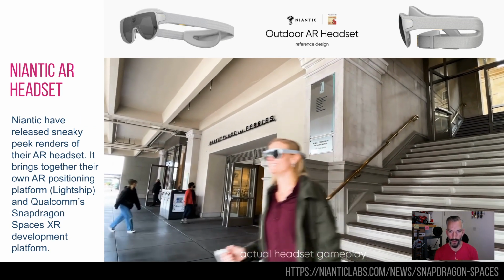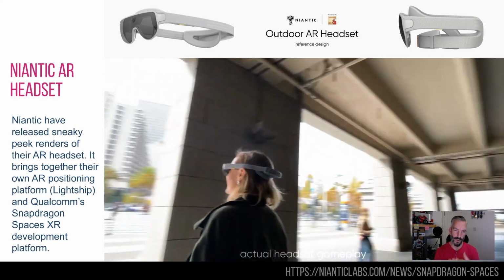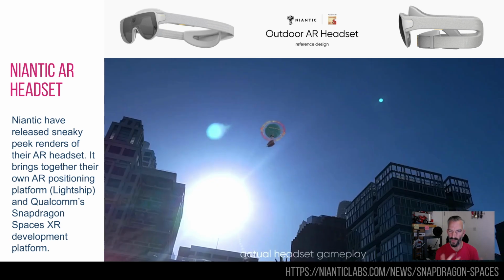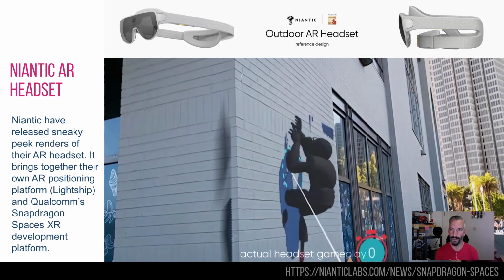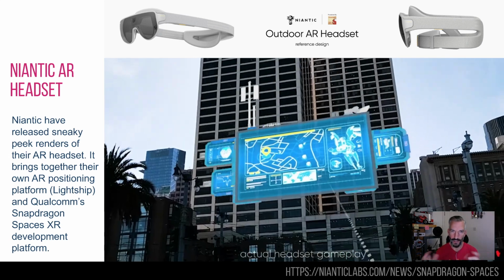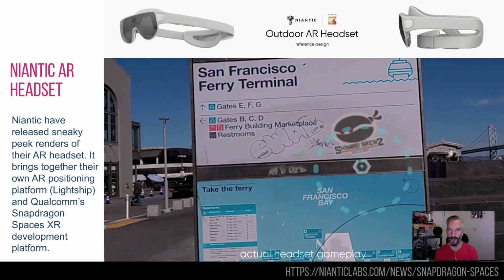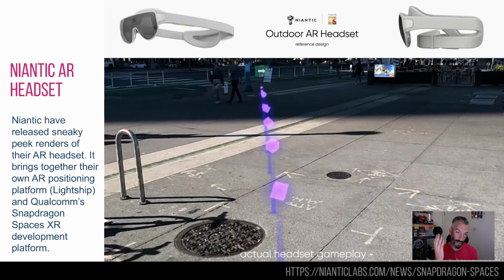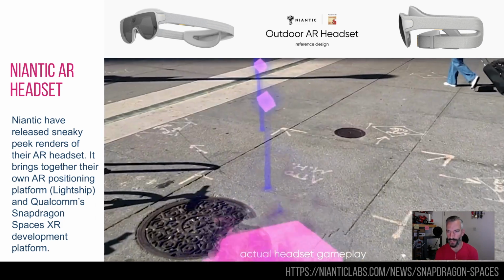This is Niantic, who have really just shown how collaboration and what the future of augmented experience is, but also platform development is going to be as well. So as you see, this is their fledgling renders of their headset at the top. Who knows? It might actually be what it might be. But this is actually powered by Qualcomm's Snapdragon chip.